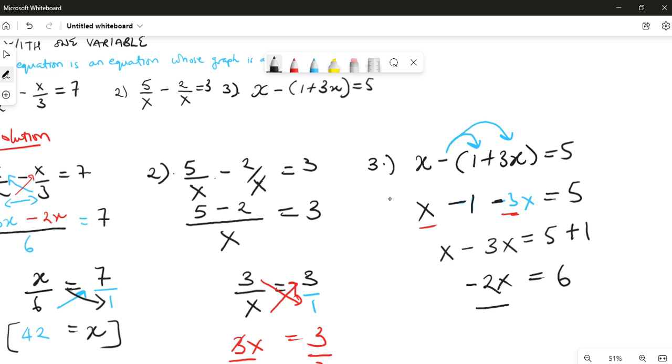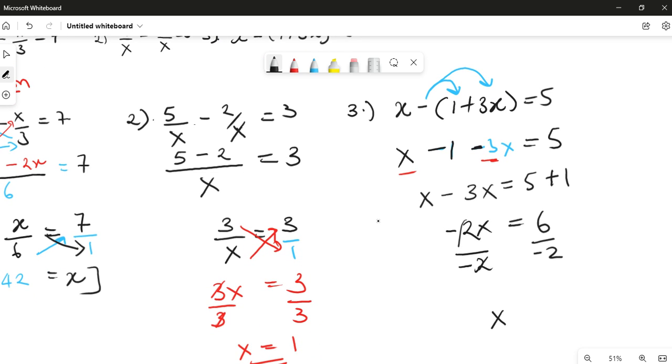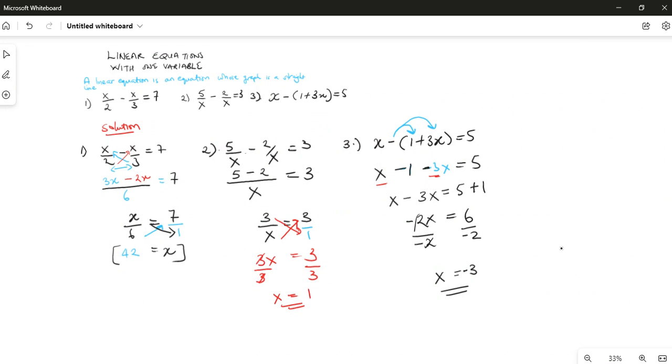To get our value of x, we divide both sides by negative 2. And 6 divided by negative 2, that gives us 3. So x equals 3. Oh, negative 3, right? Because negative 2 times negative 3 should give you positive 6. So positive 6 divided by negative 2 gives us negative 3. So those are the solutions for the equations.